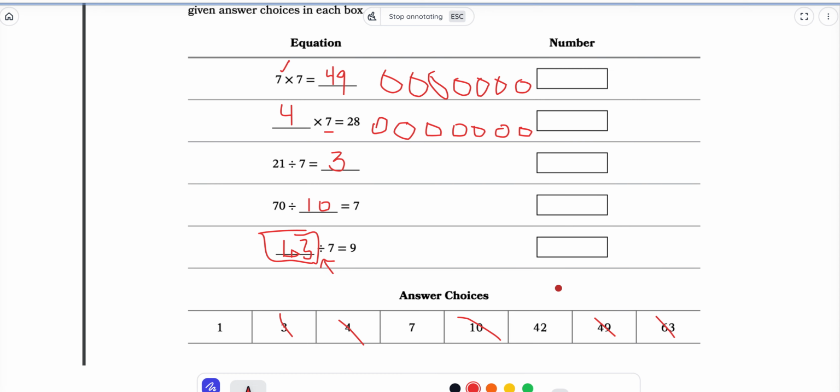63 was the only correct answer. You could write the numbers here or on the lines on the test. I'll take it either way. Okay, check your work and then go on to the next page when you're done.